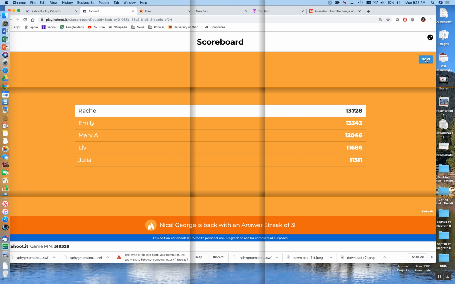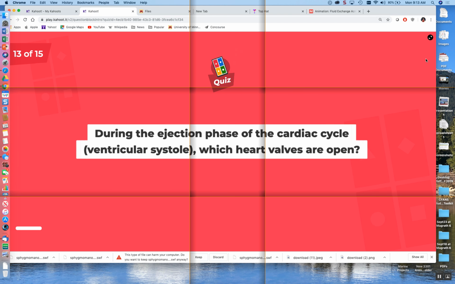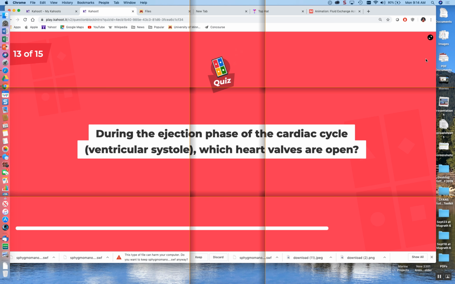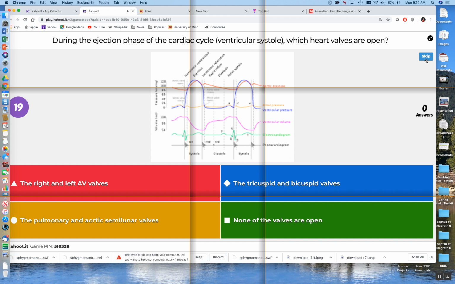Rachel's still doing great. 13, during the ejection phase of the cardiac cycle, ventricular systole, which heart valves are open during the ejection phase? The right and left AV valves, the tricuspid and bicuspid valves, the pulmonary and aortic semilunar valves, or none of the valves are open.